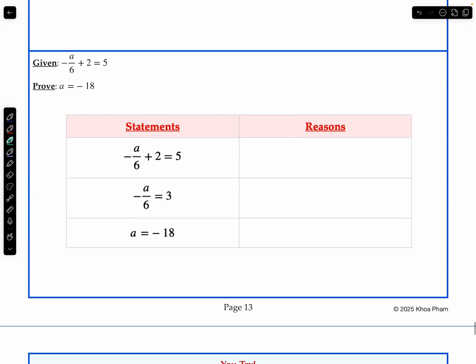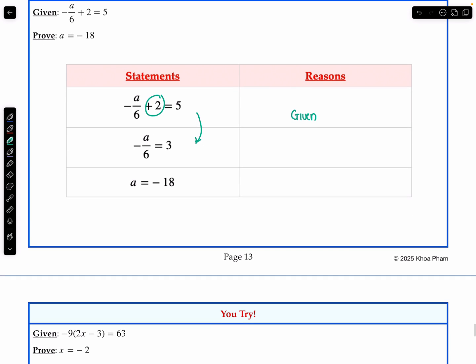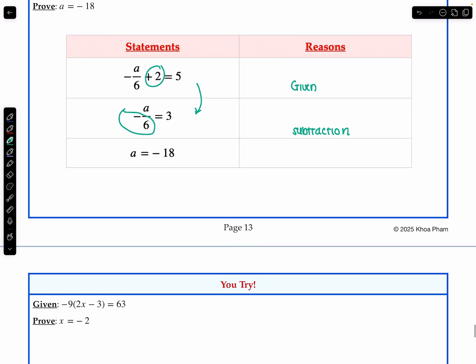Down here. Oh dear God, why is this true? This is given. Okay. What changed from this step to this step? Well, the plus 2 is gone. So to get rid of a plus 2, we subtract it out. And then here, this minus 6 on the bottom is gone. And so that's a multiplication. Ta-da!